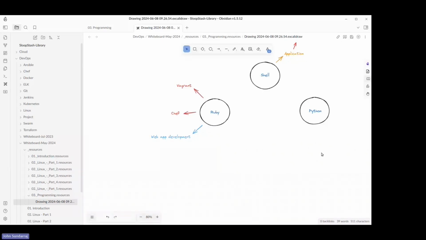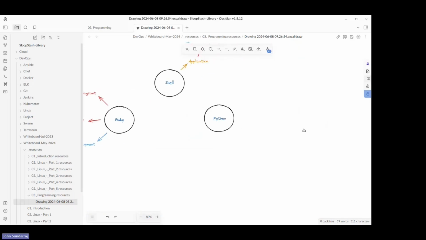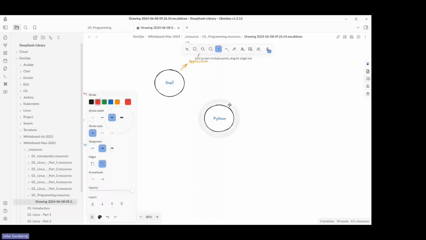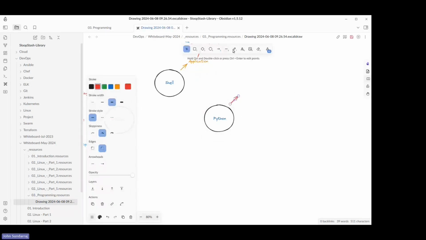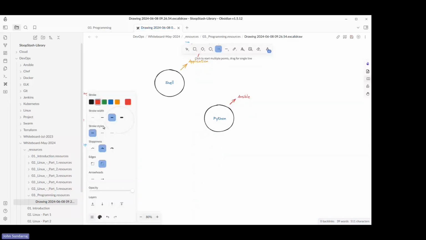If you go to Python, Python is something similar to this. What kind of tools can we put in Python's belt? We have tools like Ansible. Ansible is a very important automation engine, and it plays a key role in the DevOps world. Ansible is written completely in Python. It's a Python-based application.